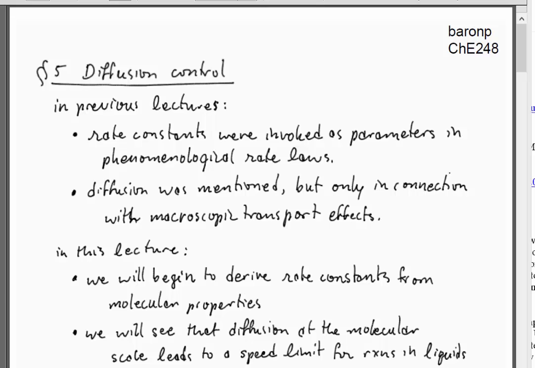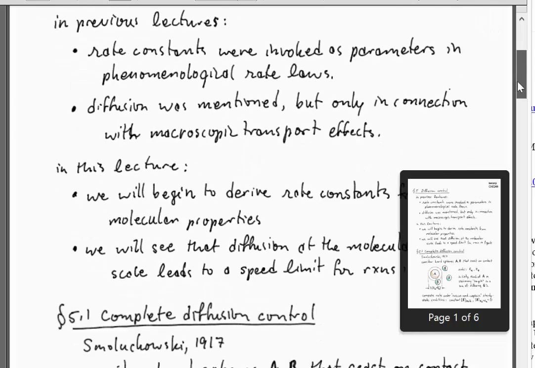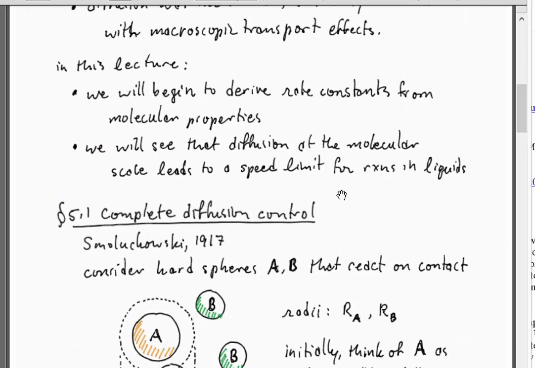Okay, in the past couple of lectures, we've been talking about rates and rate laws. And in those rate laws, the rate constants were always just invoked as adjustable parameters, phenomenological constants. We talked also about diffusion, but it was only in connection with macroscopic length scales and transport effects. In this lecture, we're going to start talking about deriving rate constants from molecular principles, and we're going to see that diffusion, even at the molecular scale, can impose an effective speed limit for reactants in liquids.